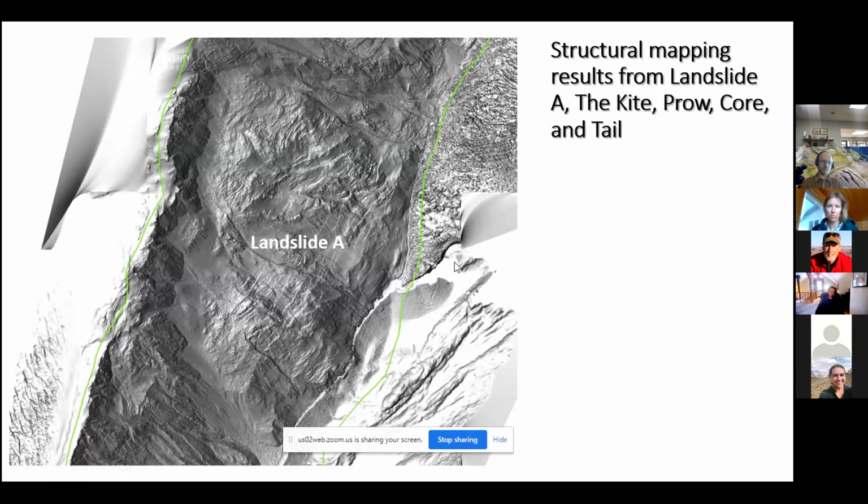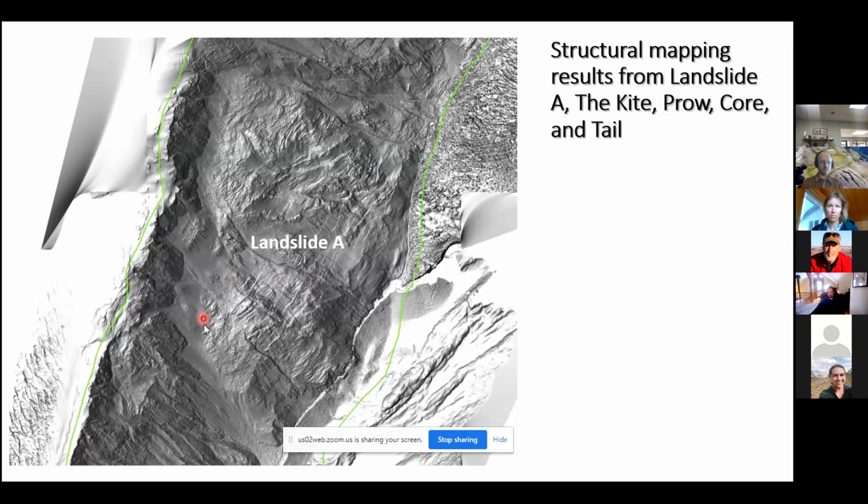This is the DGGS LiDAR data, and this is landslide A from the first photograph that I showed. The first thing, at least that I notice about this landslide, is that there are a couple different pieces here that strike me as being independent pieces, at least over the long run.